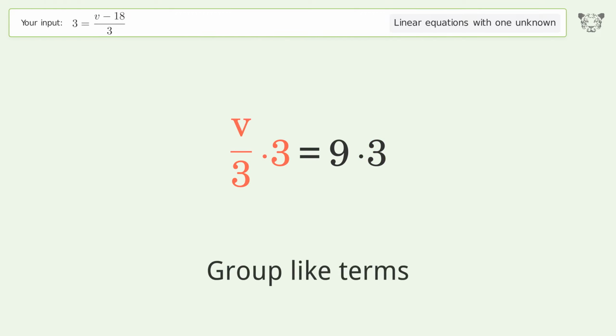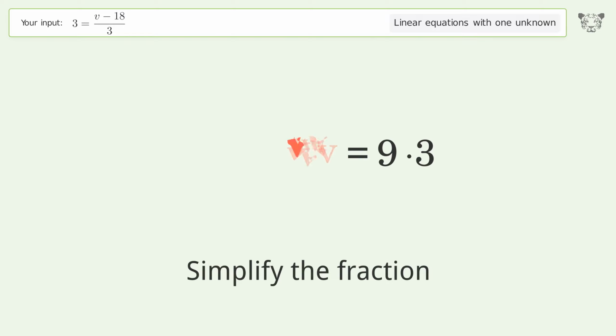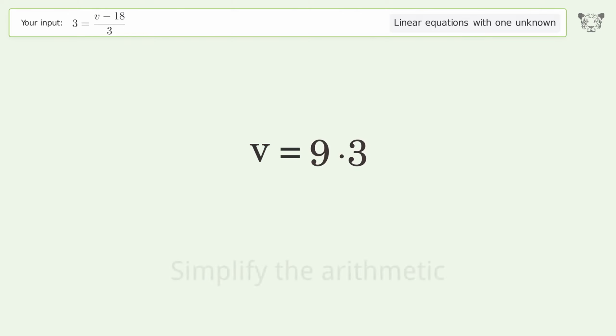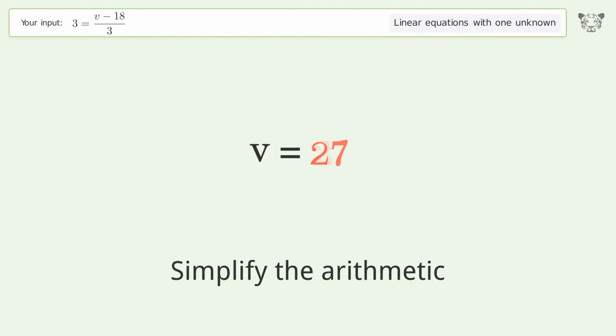Group like terms. Multiply the coefficients. Simplify the fraction. Simplify the arithmetic. And so the final result is v equals 27.